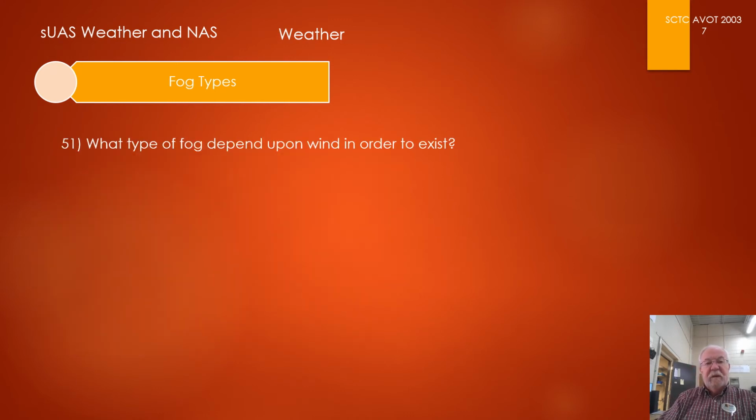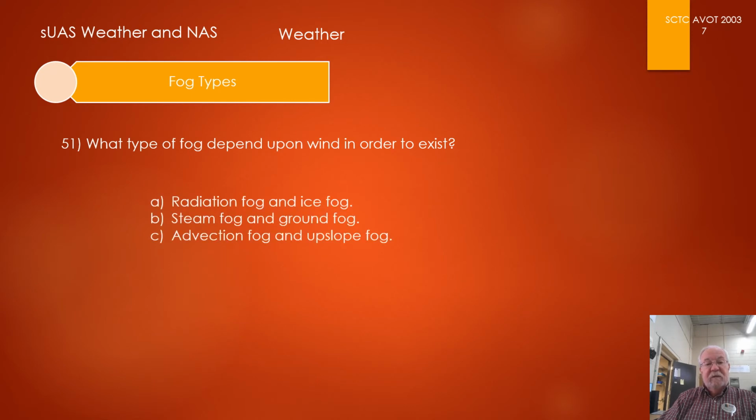So here's a question. What type of fog depends on wind in order to exist? We talked about it already. It'd be advection fog and upslope fog. So that one right there.